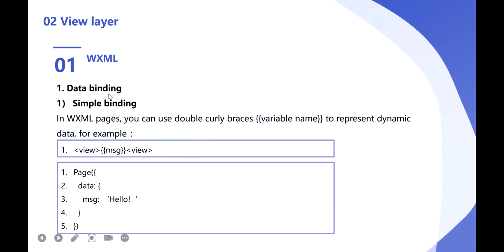Yeah, for the first, data binding, we have simple binding. In a WXML page, we can use double curly braces with a variable name to represent dynamic data like this.